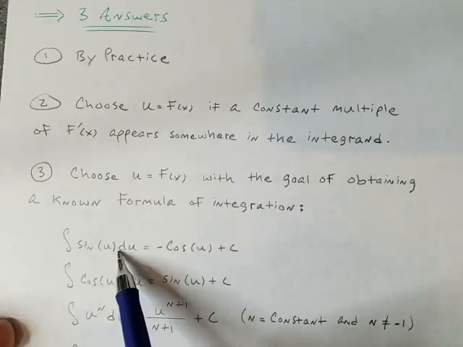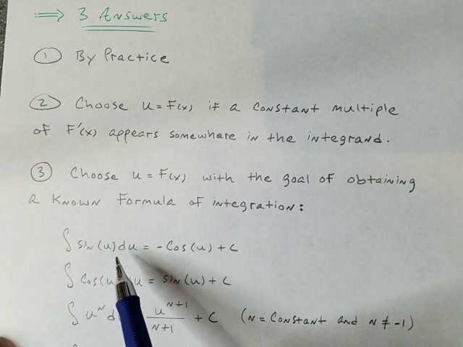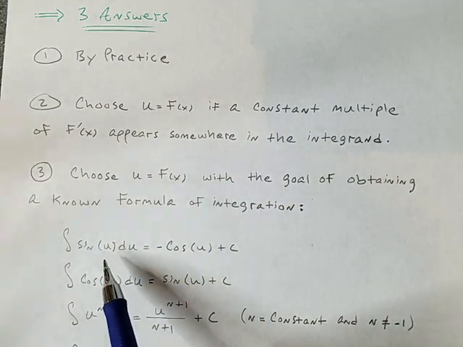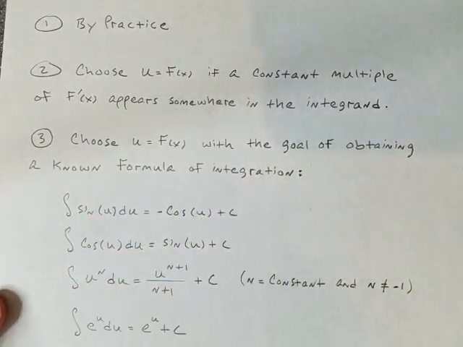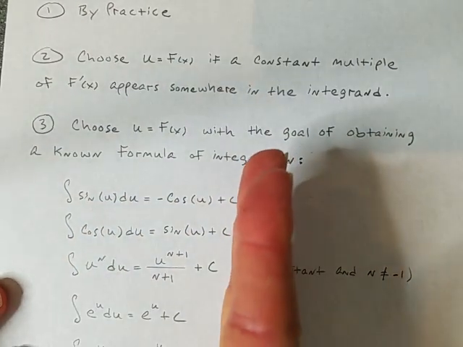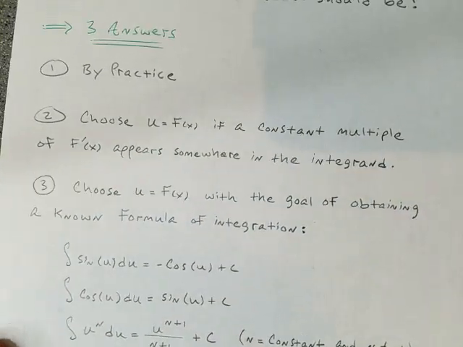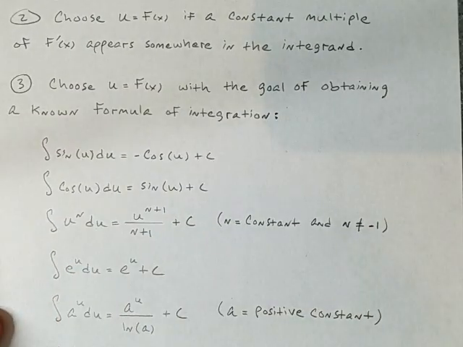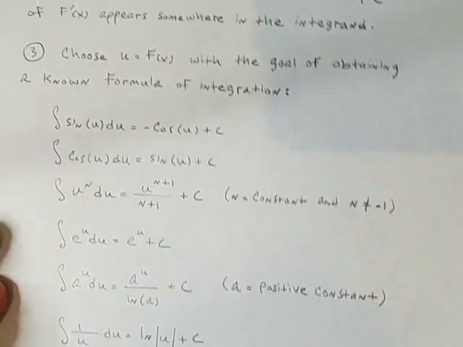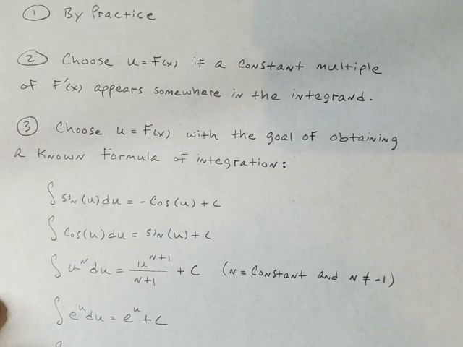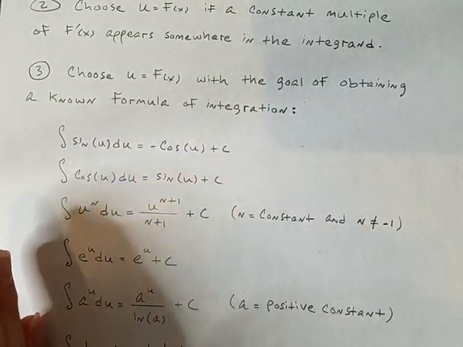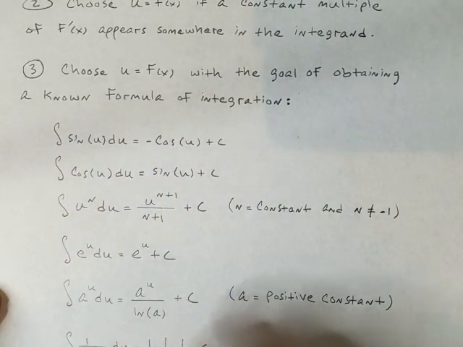Take this one. Why is the antiderivative of sine u du equal to negative cosine u plus c? Well, because if you take the derivative of negative cosine u, you get sine u. That's why. All of these have the same rationale. If you take the derivative of the thing on the right, you get the thing on the left. So you could choose u with the goal of getting one of these. There are all these formulas that we have to work with. I'm not going to go through all of them right now, but they all have the same rationale for being correct. I'm going to keep this handy in case I need it, and I'll show it to you.